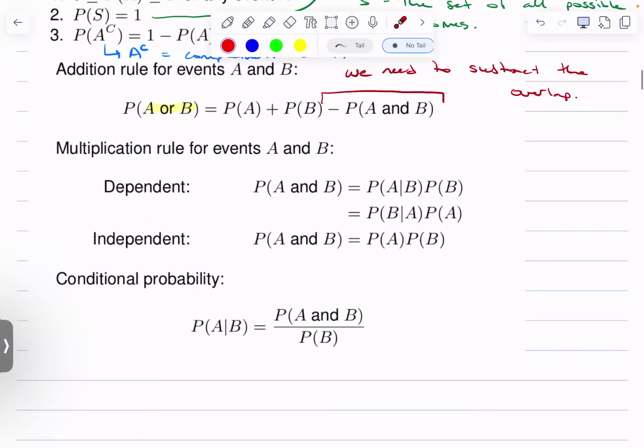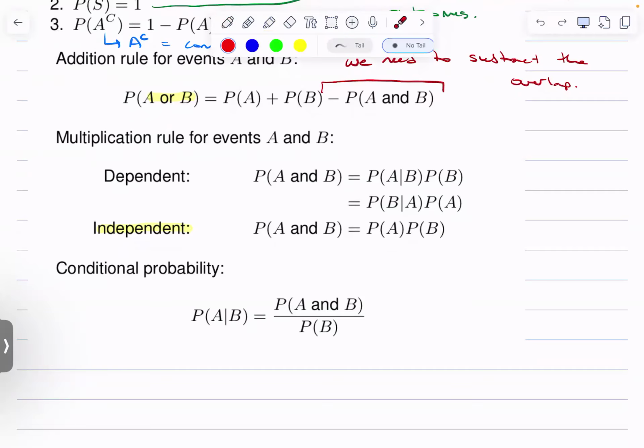Last day we introduced independent events. So today we're going to focus on dependent events. Now, what I wanted to point out is that we can kind of ignore the dependent events for just a little bit longer, and we'll focus on the conditional probability section.